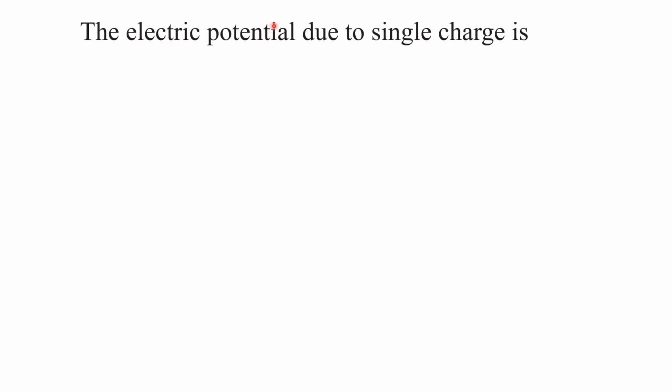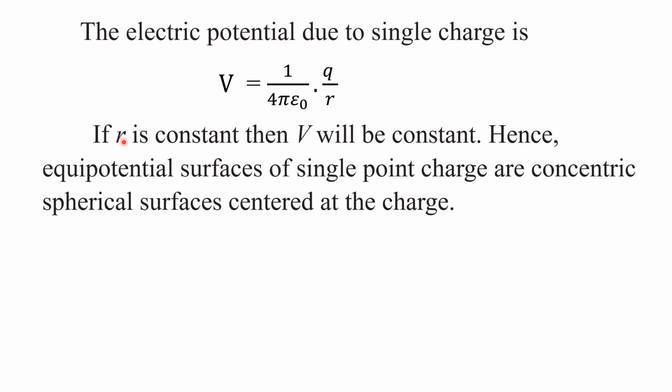Now the electric potential due to a single charge is given by V is equal to 1 upon 4 pi epsilon 0 into Q upon R. If R is constant, then V will be constant. Hence, the equipotential surfaces of a single point charge are concentric spherical surfaces centered at the charge.